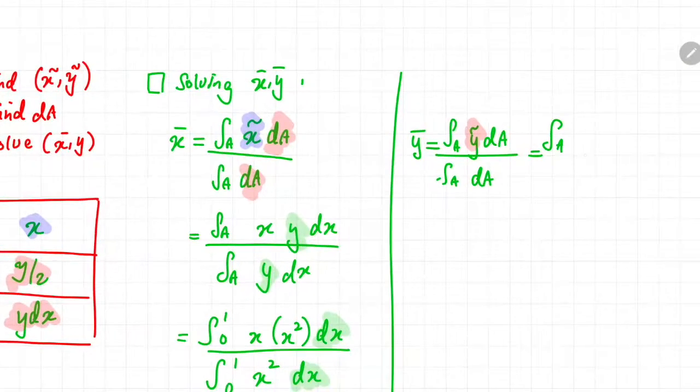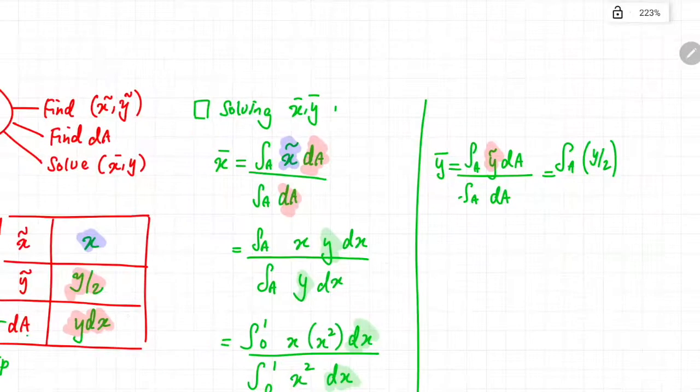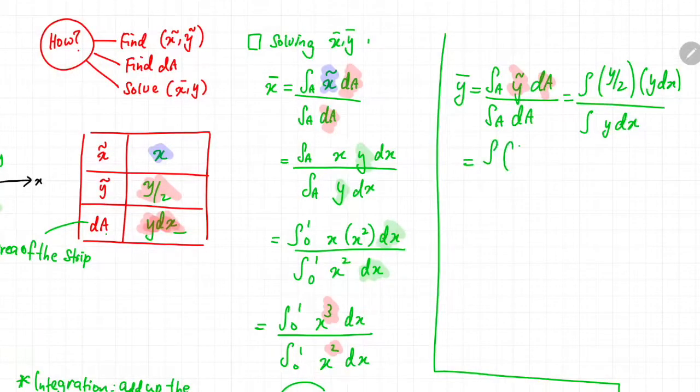So we just substitute that into our equation over here. And then the dA is equivalent to y dx. So we just put that again into our equation. Same as well for the bottom. Now if I were to multiply y over 2 with y, it will become y squared over 2 dx, and then divided by the integration of y dx.